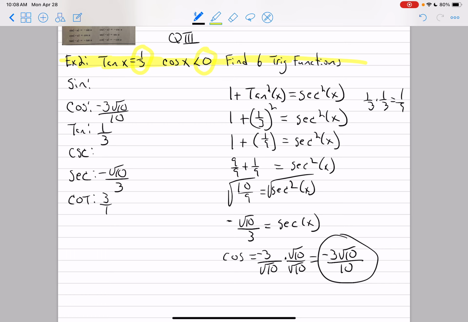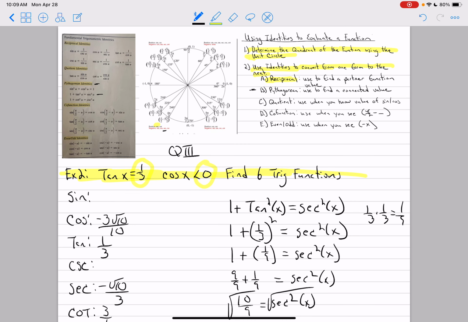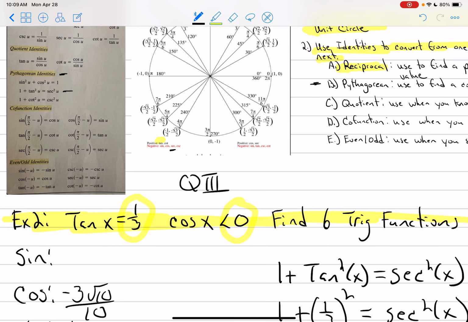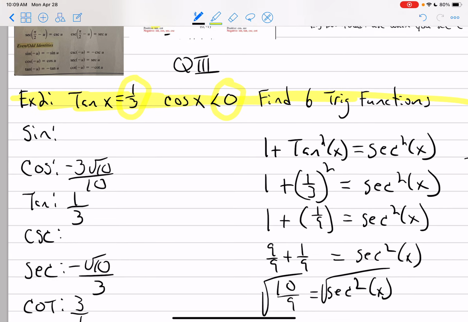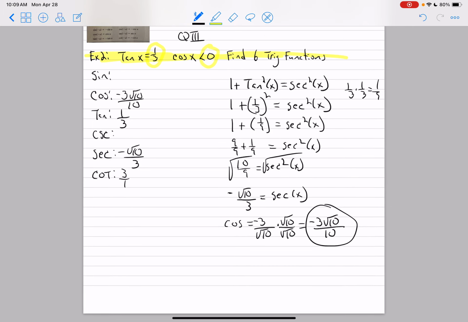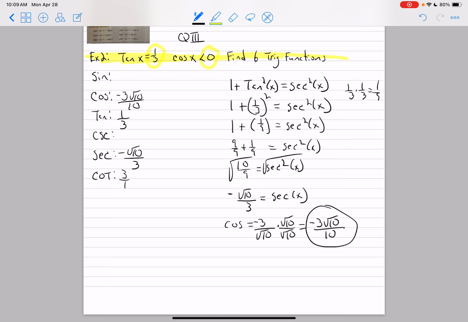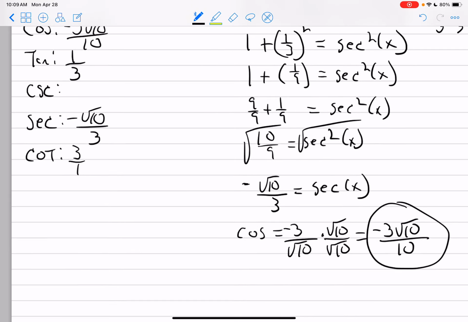Now all I got to do is figure out sine. There are some ways to do this. I'm going to go to my Pythagorean identities. Remember, I use these to find a connected value. In my Pythagorean identities, if I know either sine or cosine, I can figure out the other one. So let's do that thing again.